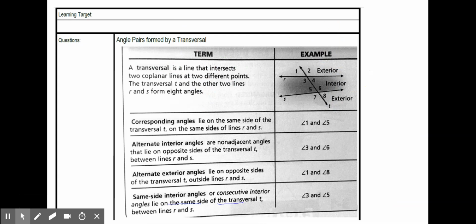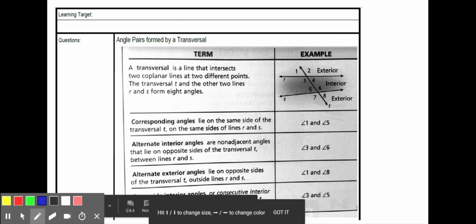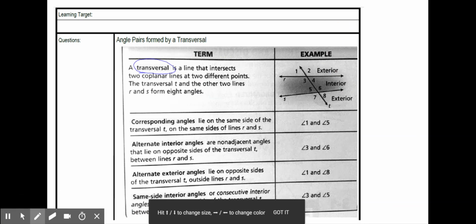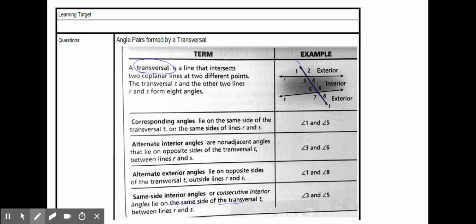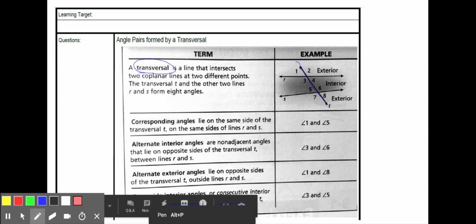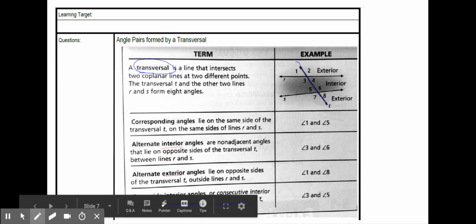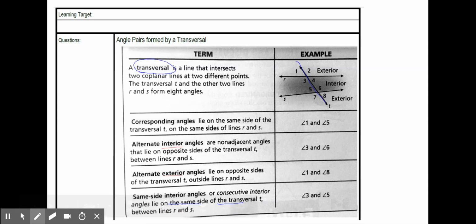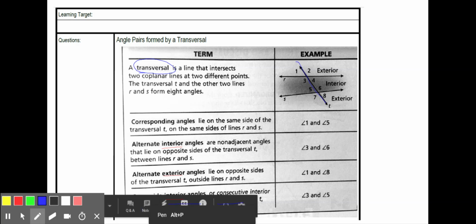So we've already seen the word transversal. It's just a line that crosses two or more other lines. So in this example, it's line T. With our new words down below, notice that we already see the words interior and exterior. We've already covered those. So what's new then is alternate.